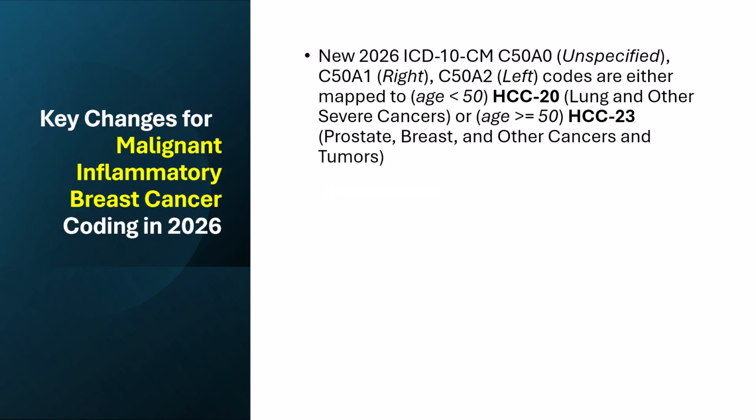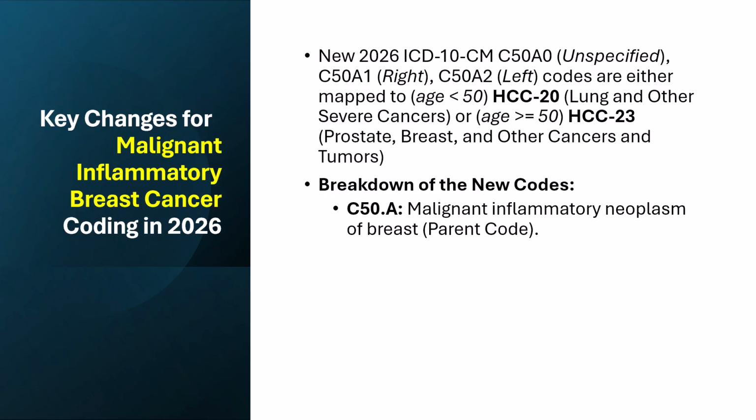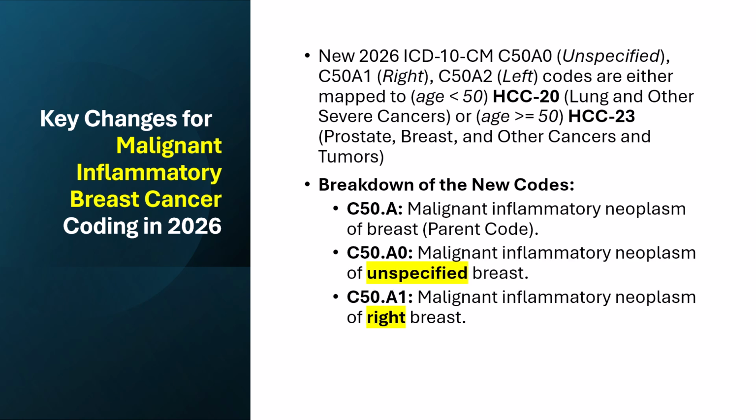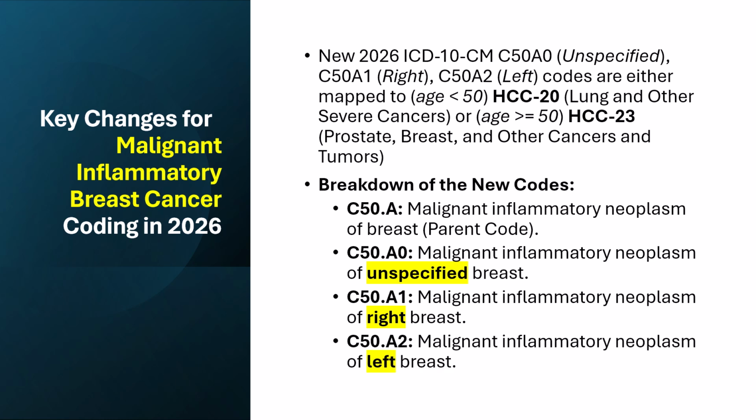Breakdown of C50A, malignant inflammatory neoplasm of breast. C50A0, unspecified, C50A1, right, C50A2, left. While the new C50A codes are billable for 2026, you should verify the specific version 28 mapping for inflammatory breast cancer, as these codes were recently added to ensure more accurate clinical documentation and reimbursement for oncology practices.